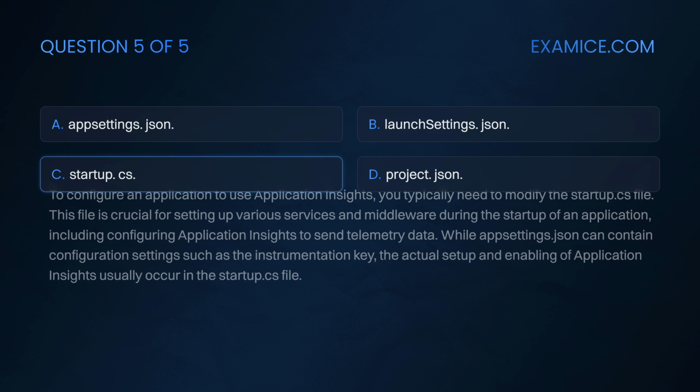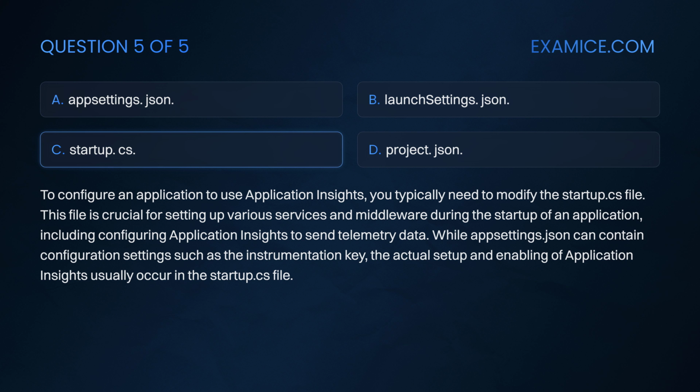To configure an application to use Application Insights, you typically need to modify the startup.cs file. This file is crucial for setting up various services and middleware during the startup of an application, including configuring Application Insights to send telemetry data. While appsettings.json can contain configuration settings such as the instrumentation key, the actual setup and enabling of Application Insights usually occur in the startup.cs file.